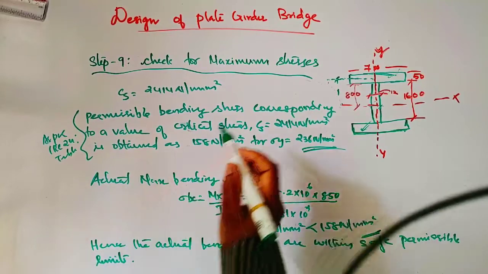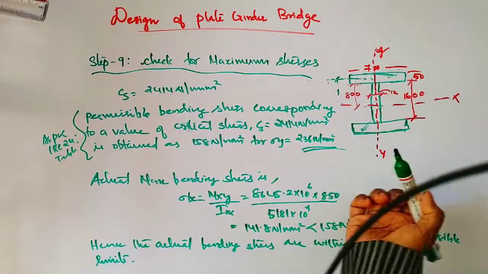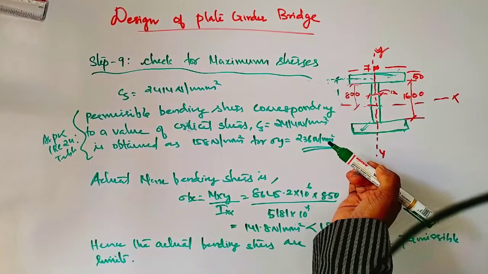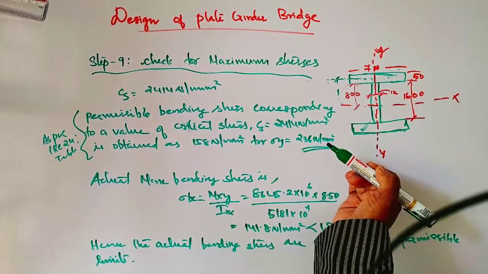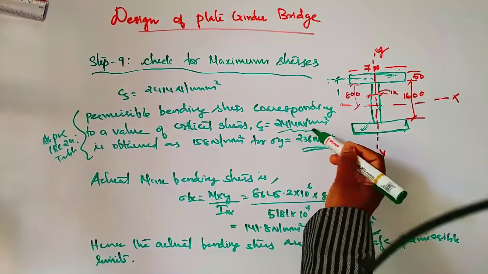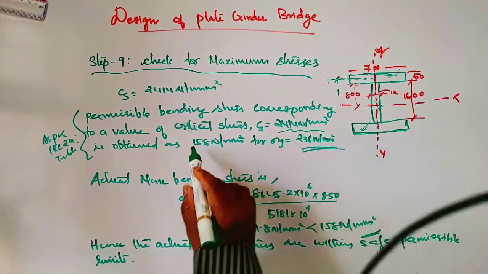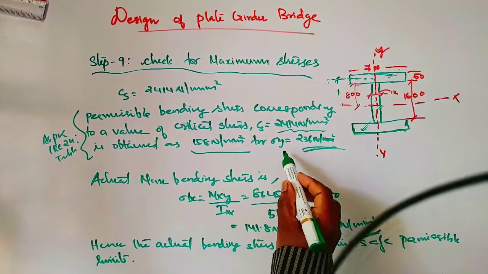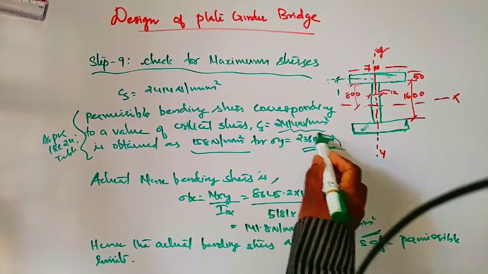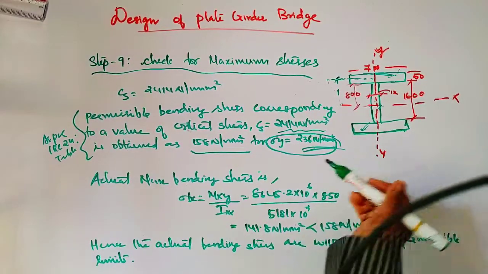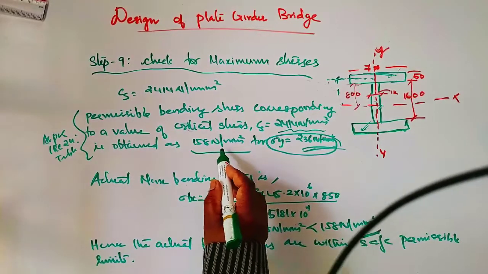Then the permissible bending stress corresponding to this critical stress, as per IRC 24 in that table, the value corresponding to 2414 Newton per mm square is 158 Newton per mm square for mild steel with sigma y 236 Newton per mm square. So it is 158 Newton per mm square.